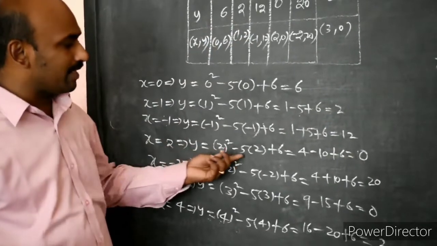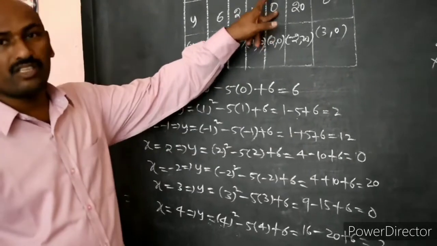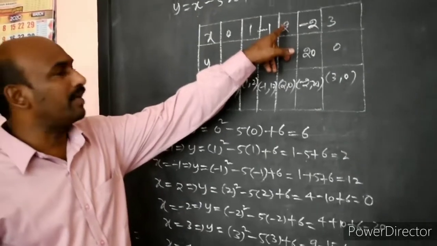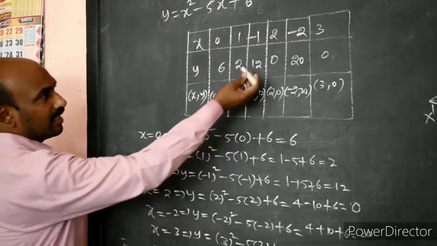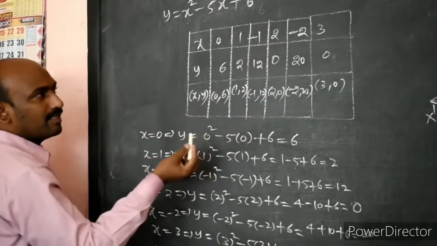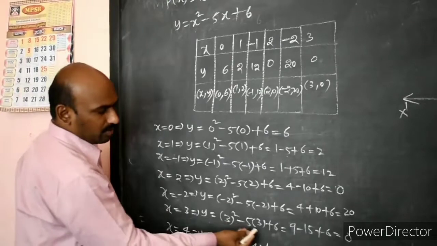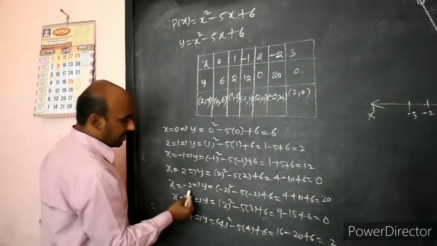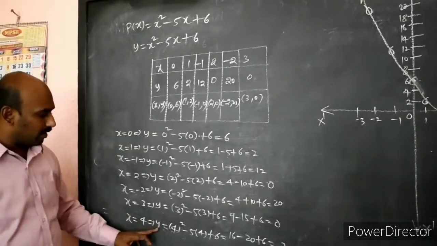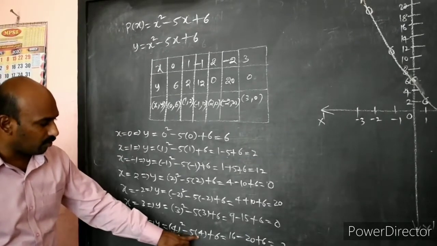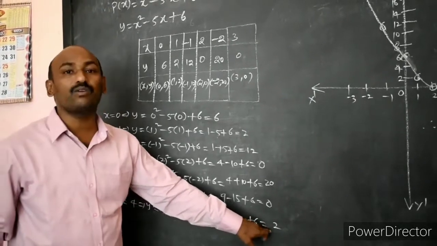For x equal to 2, if you replace, you will get y value 0. Y value 0 means that 2 is a zero of that polynomial. This curve intersects the x axis at 2. We can clearly say that whenever x is 2, y value is 0, which means 2 is a zero of this polynomial. And also x equal to 3, if you substitute, you will get 0. X equal to minus 2, you are getting 20. And x equal to 4, you are getting 4 square minus 5 into 4 plus 6 equal to 16 minus 20 plus 6, that equals 2.